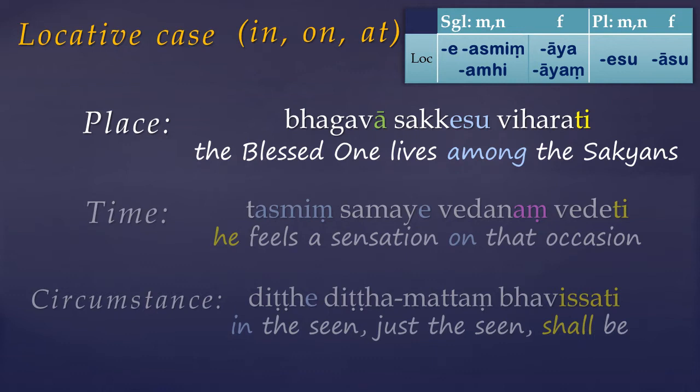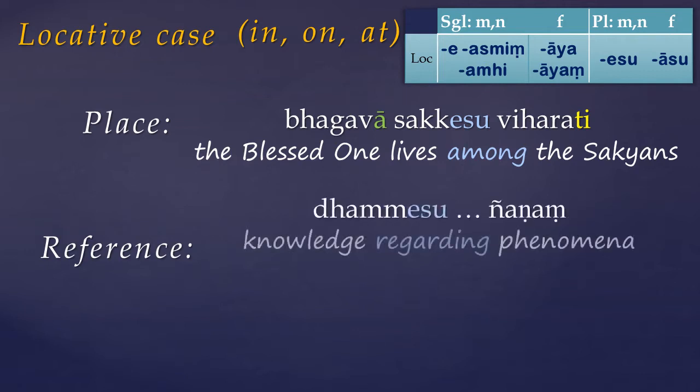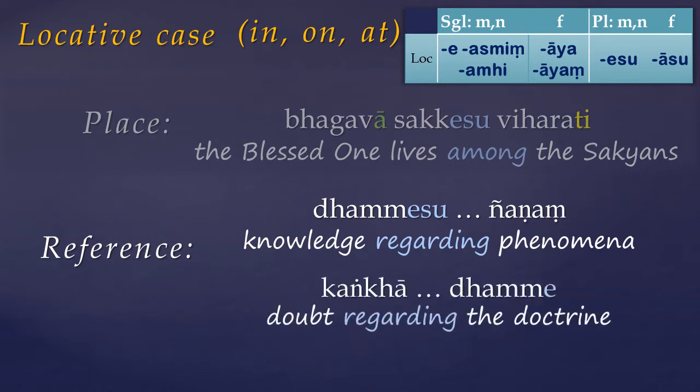Now, as well as simple location, it can take a more figurative meaning, that of reference, meaning with respect to or regarding. So we get not knowledge in phenomena, but knowledge with respect to phenomena or regarding phenomena, and doubt with respect to the doctrine or regarding the doctrine. Actually, the sense in which the locative case can be used is quite broad, and Warder gives us several other examples. Most of these can be rendered by the English words in or regarding, as we've just seen.